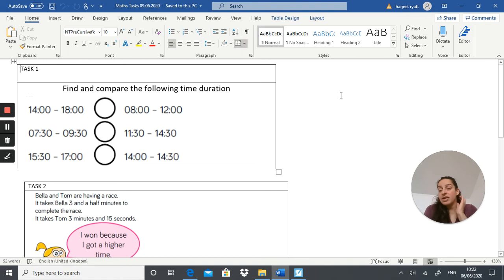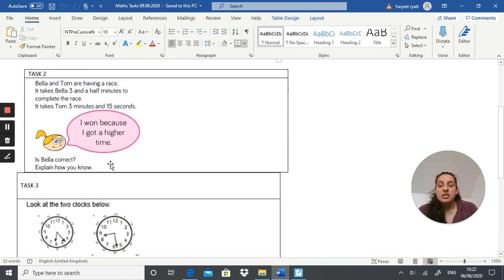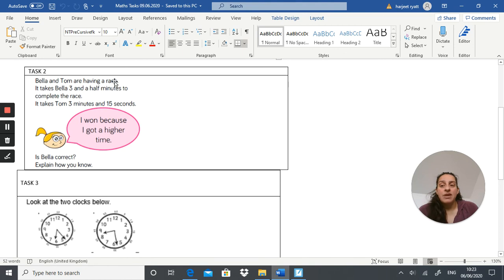So task 1 is similar to what we've been doing in the lesson today, which is you have 2 sets of time durations. You have to put in the greater than, less than, or equal sign. Task 2, Bella and Tom are having a race. It takes Bella 3.5 minutes to complete the race. It takes Tom 3 minutes and 15 seconds. And Bella says, I won, I got a higher time. Is Bella correct? And you really explain how you know. Try and use full sentences when you're explaining this. So Bella is correct because, or Bella is incorrect because.